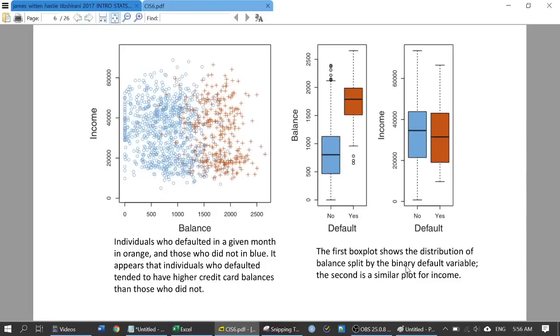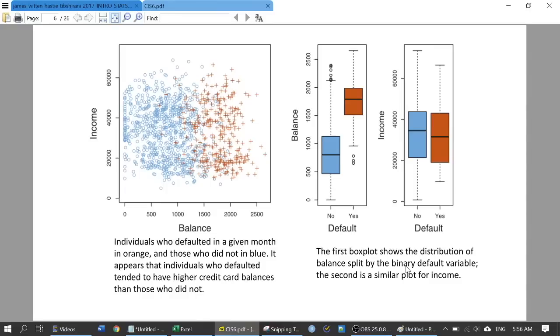The logistic regression models the probability that y belongs to a particular category. Before we do the modeling, it is good if we can visualize the data just to understand the relationship between the three variables that we have here. Okay, so the first one on the left hand side, you can see the scatter plot between balance and income. And the colors symbolize whether this individual is a defaulter or non-defaulter, where individuals who defaulted in a given month are in orange and those who did not are in blue.